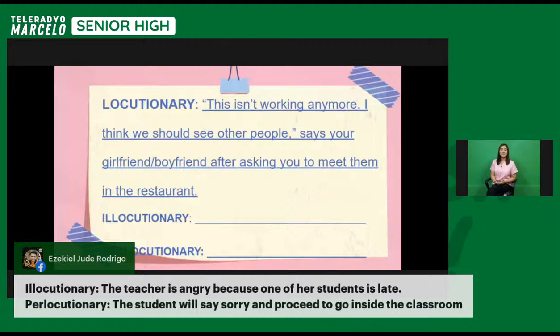The statement: "This isn't working anymore. I think we should see other people," says your girlfriend or boyfriend after asking you to meet them in a restaurant. What is your answer? What should be the illocutionary and perlocutionary speech act in that given phrase? "This isn't working anymore. I think we should see other people." What could be meant by that person who said that?